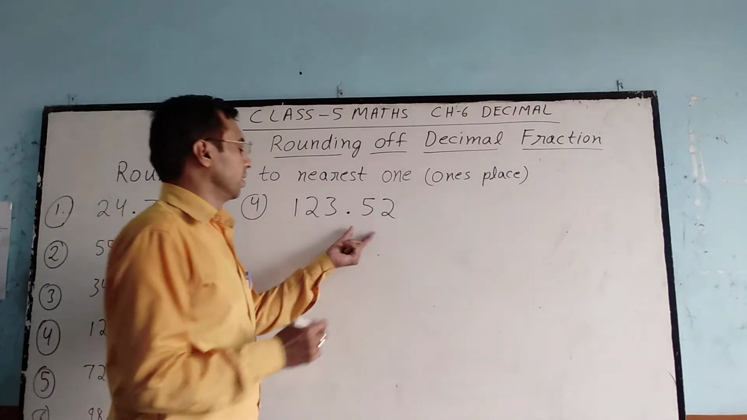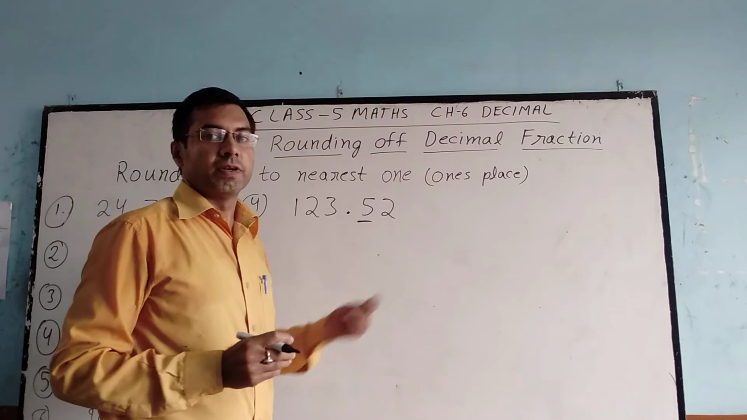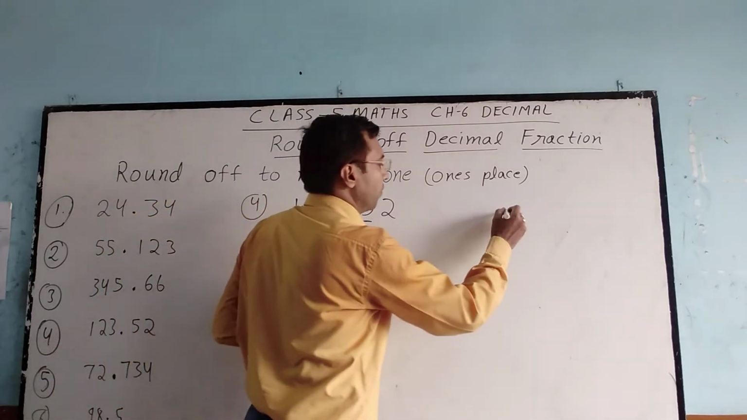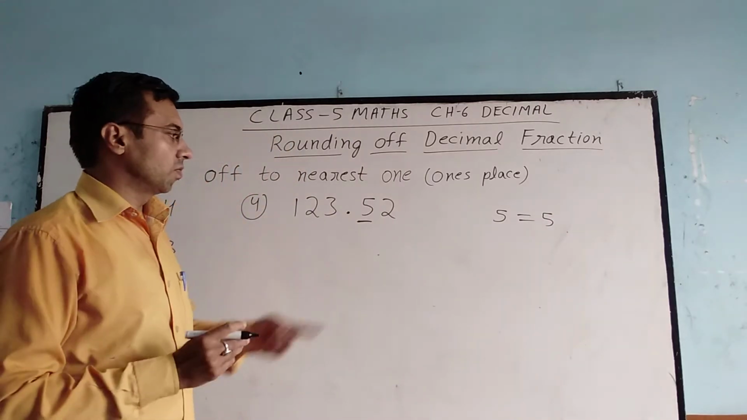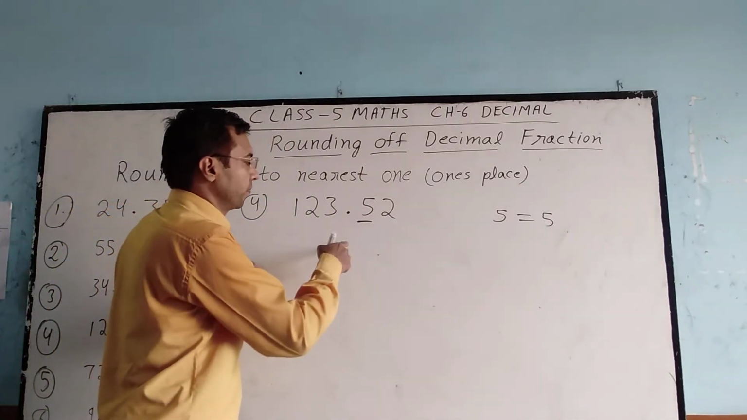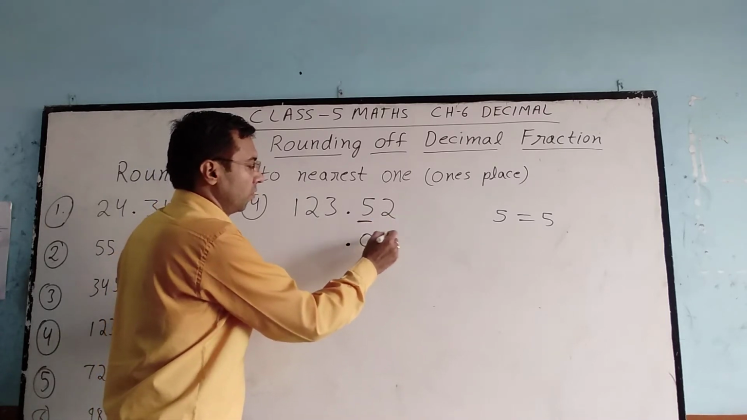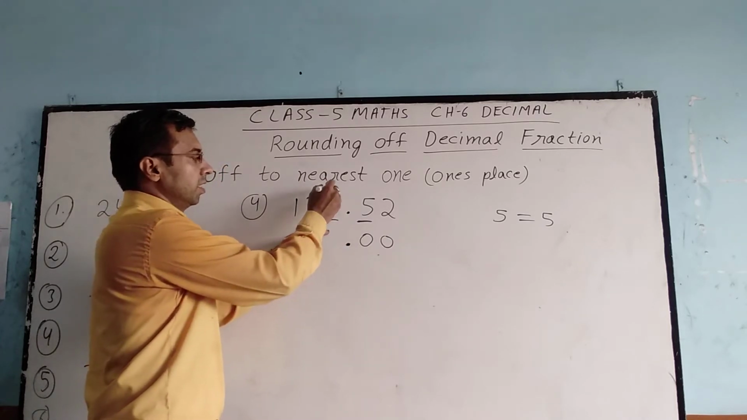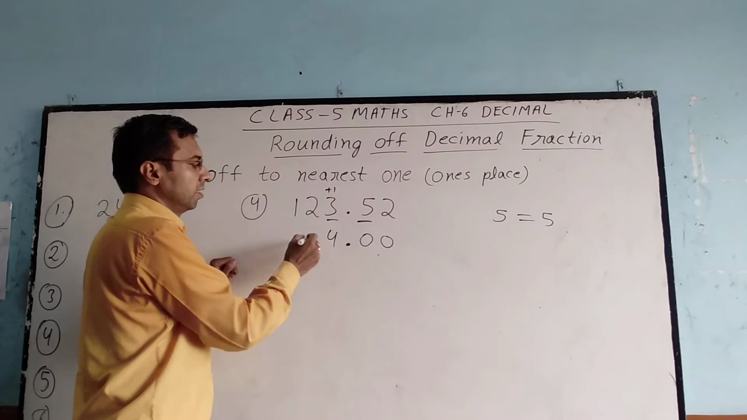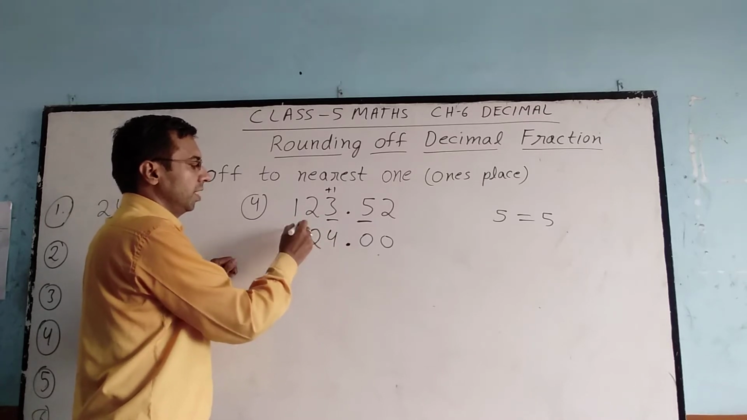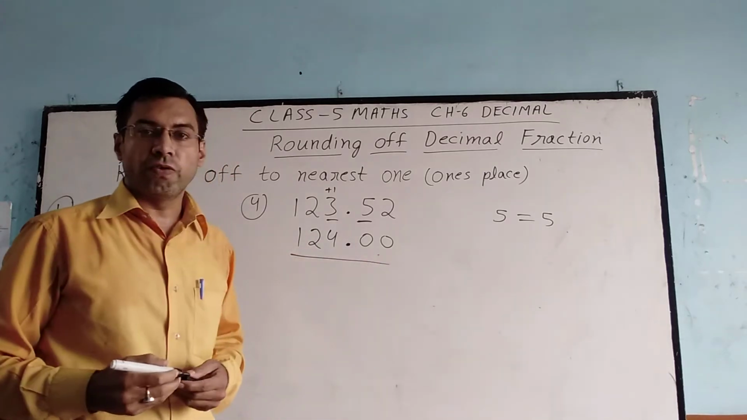Next, 123.52. Students, here the 10th place digit is 5. 5 is equal to 5. So what do we do? We change all the decimal places into 0, and students, we add 1 in the ones place digit. 3 plus 1 is 4, no change in the tens and hundred place digits. We write them as they are. So this is rounded off to the nearest 1.